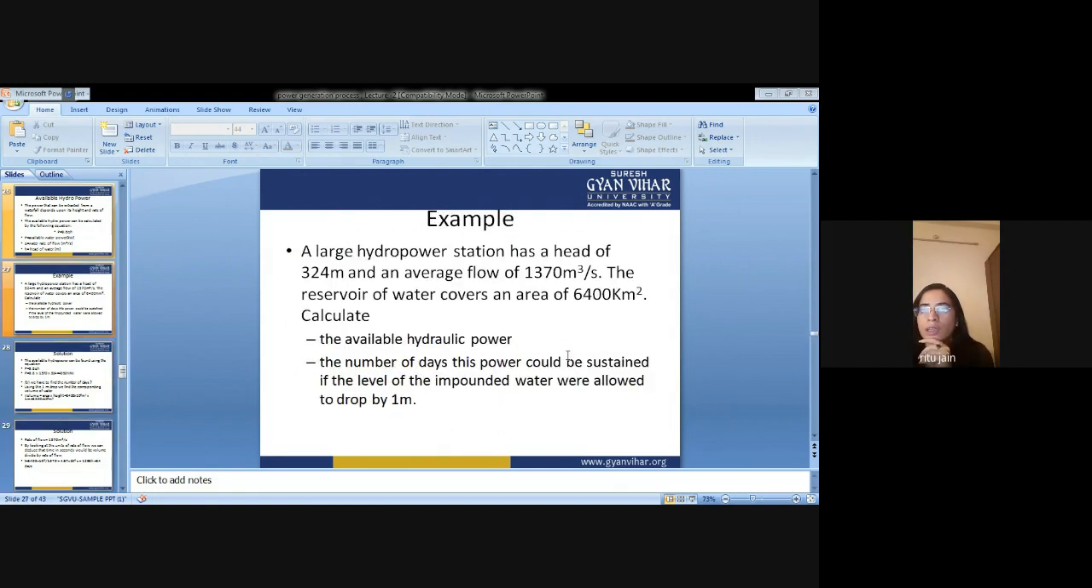So you can easily calculate the available hydraulic power, for which the formula is P is equal to QH, where Q is the rate of flow of water and H is the head of water in meter. So it is very easy to calculate the power by this formula. The second thing is the number of days the power could be sustained. So you have to find out the time T in seconds. After that, you can easily convert the seconds into hours, and these hours can be easily converted into number of days.